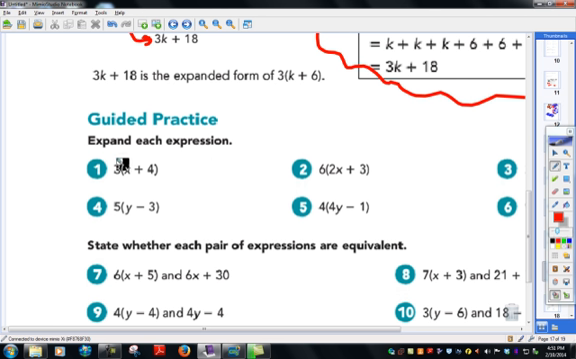Okay. All right, so we got to distribute that 3 through. So 3 times x would just simply become 3x. 3 times, and you can start thinking of this as positive 4. 3 times positive 4 would be positive 12. Okay, pretty easy there. It's 3 times x, 3 times 4.